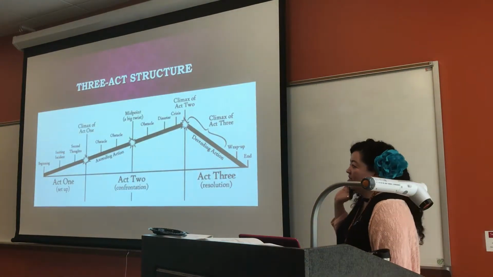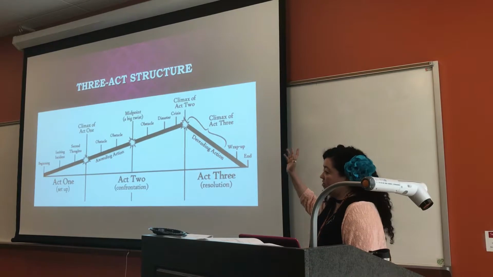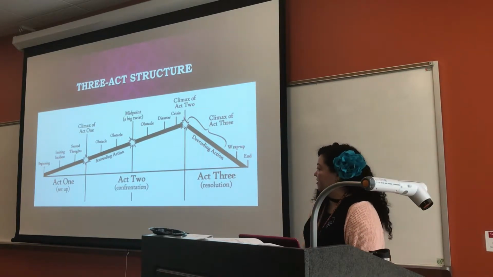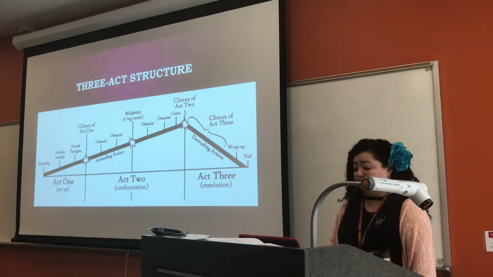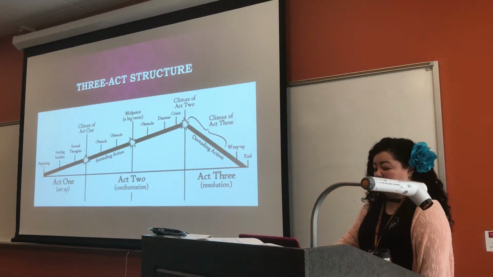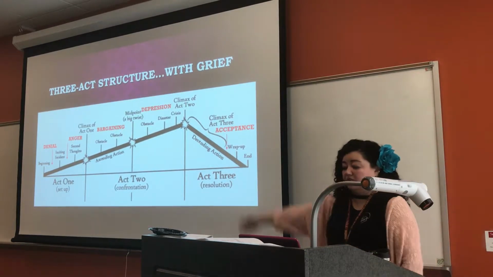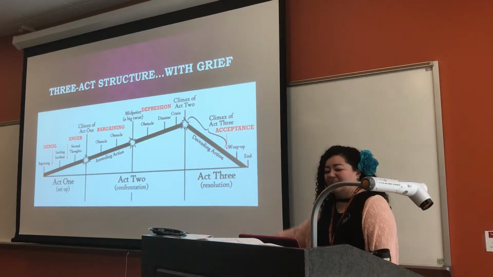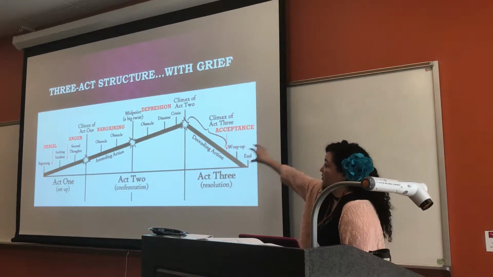So I think we would all be familiar with the 3-act structure. Act 1, setup, Act 2, confrontation, Act 3, resolution. You can totally keep using your favorite model for plotting, but here's the 3-act structure with grief. I'm just randomly sort of plugging things in here.